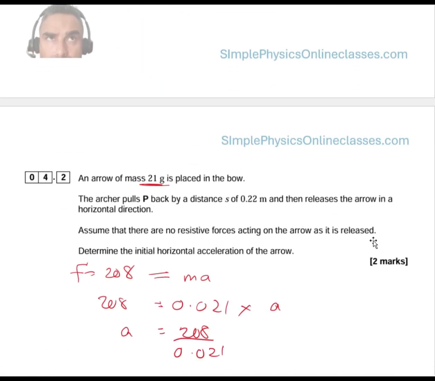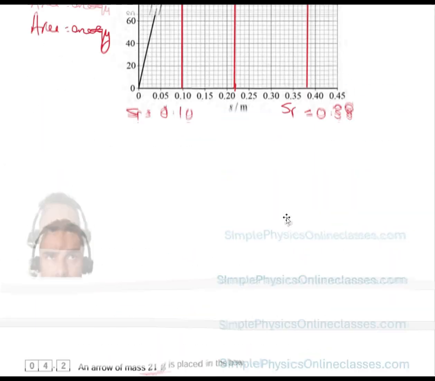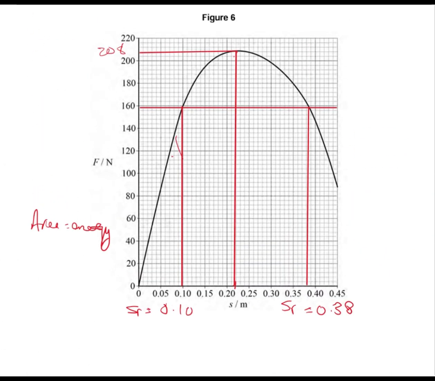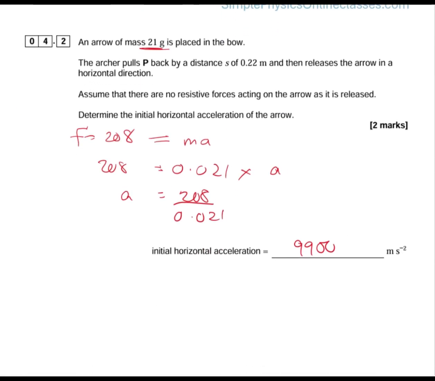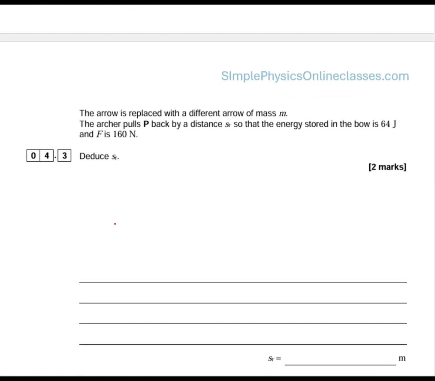So it's 160, and it's also 64 joules. Now, if you work out this area, that is a half times 160 times 0.1. So 160 times 0.1 is 16. Half of that is 8 joules. So it's not that one. It's got to be S_R equals 0.38, because that's the only one that satisfies F equal to 160 newtons and the energy.